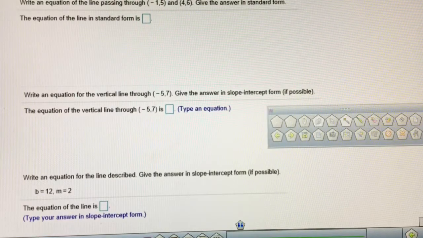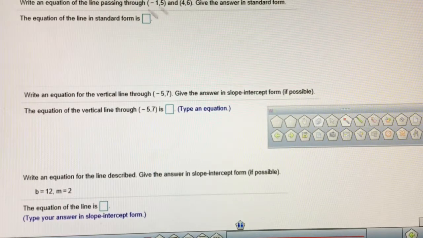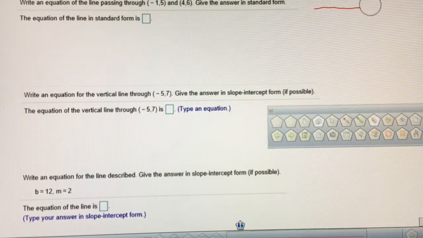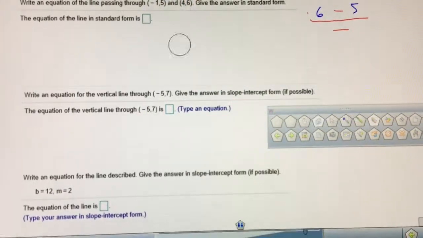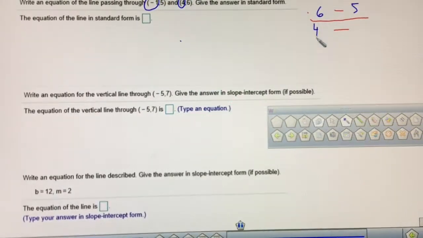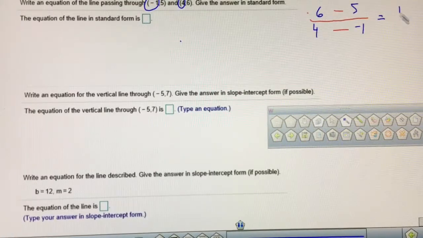I'm asked to write the equation of the line going through these 2 points in standard form. So the first thing I have to do is find the slope. So I'm going to set up my slope template of the y's minus the x's. So I'm going to do 6 minus 5. Those are y's. And then on the bottom, I'm going to do the x's. 4 minus negative 1. That's going to equal 1 over 4.